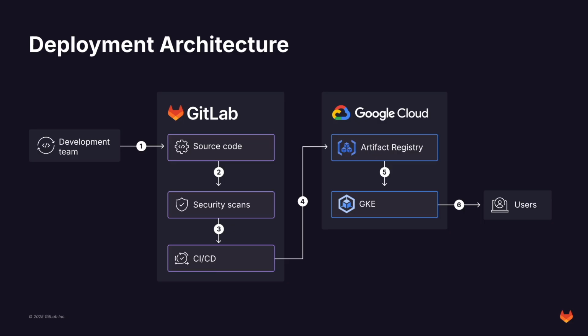And finally, step 6. Users access the deployed application running on GKE. Notice how this creates a secure, automated pipeline from code commit to production, with built-in security, artifact management, and enterprise-grade orchestration at every step. Everything is traceable, auditable, and controlled.